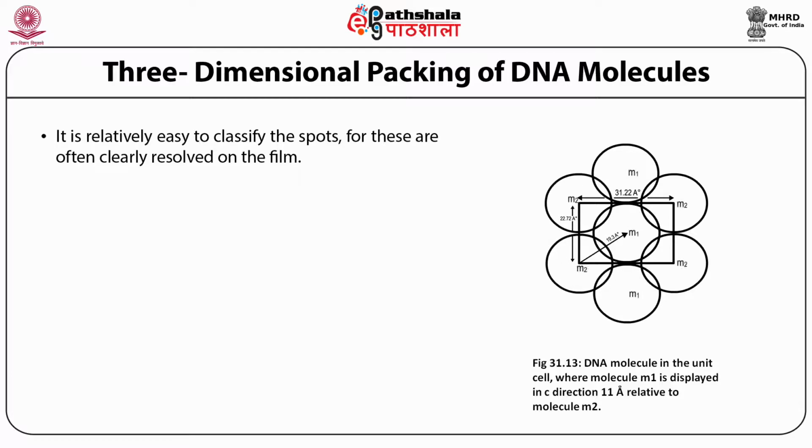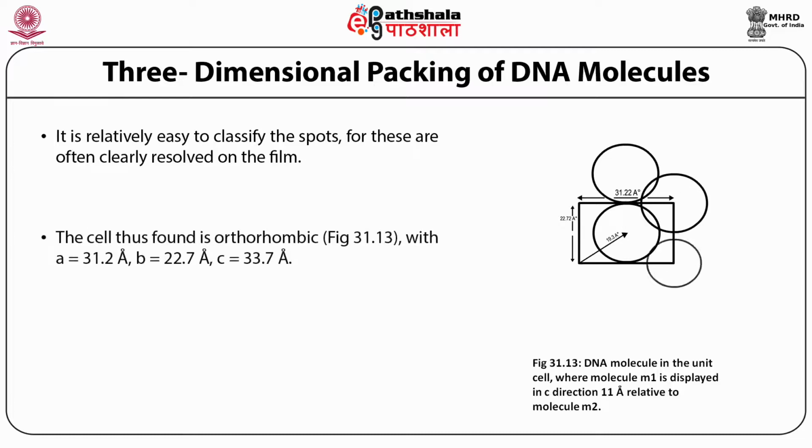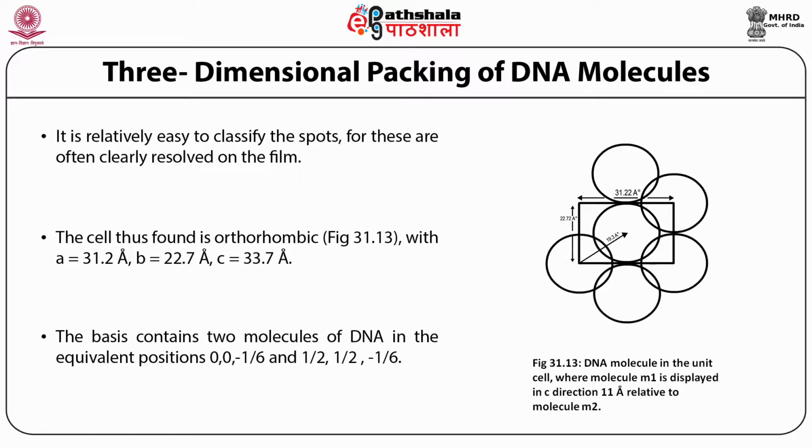The figure 31-13 shows the DNA molecule in the unit cell, where molecule M1 is displaced in the C direction 11 angstrom relative to the molecule M2. The cell found is orthorhombic as shown in the figure, with A 31.2 angstrom, B 22.7 angstrom and C 33.7 angstrom. The basis contains two molecules of DNA in the equivalent positions 0, 0, minus 1/6 and 1/2, 1/2, minus 1/6.